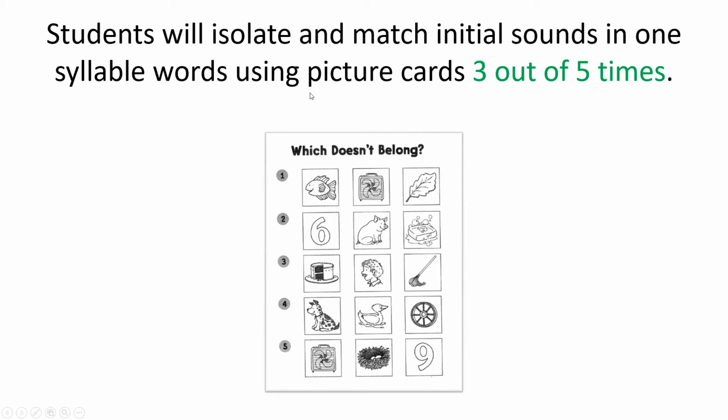I could say students will isolate and match initial sounds in one-syllable words using picture cards, and I could say 80% of the time, right? Because that would be 20, 40, 60, 80, four of these rows. What I couldn't say is 75% of the time, right? Because you can't get 75% of five trials. So make sure that whatever you state is possible given the material that you intend to measure student learning on.